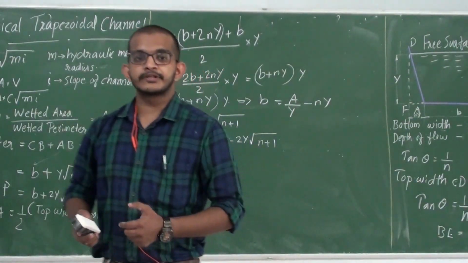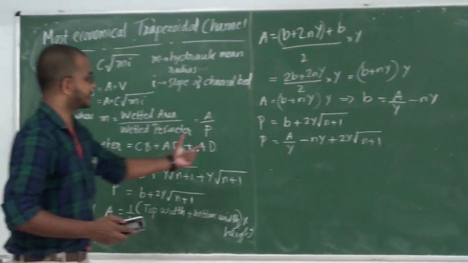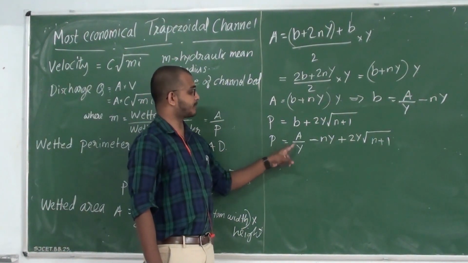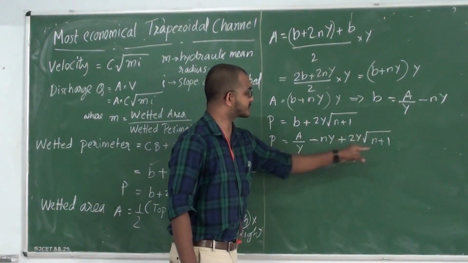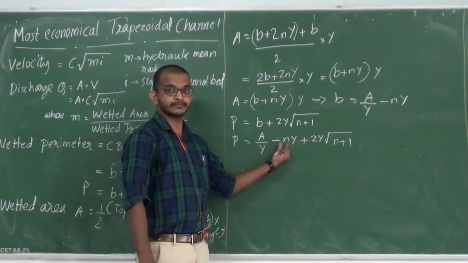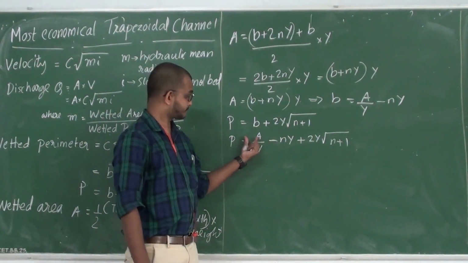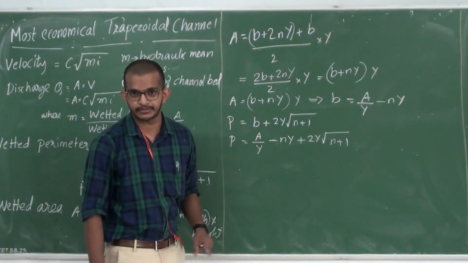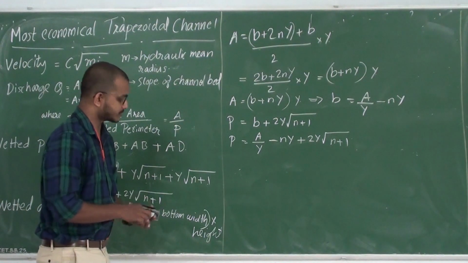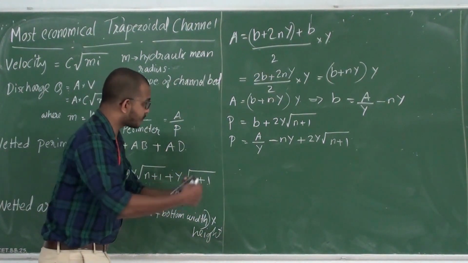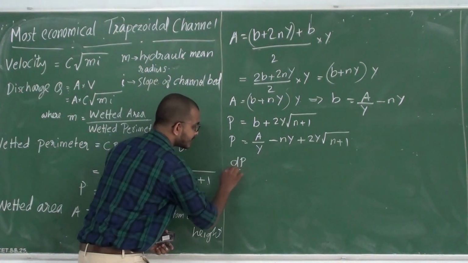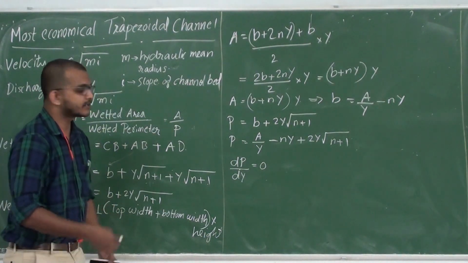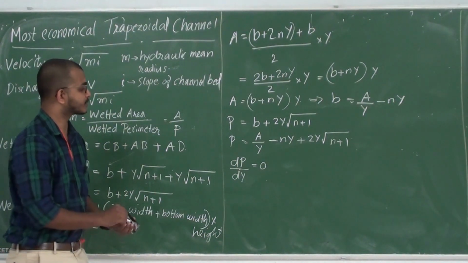Now let us make this perimeter minimum. So what is the condition for the perimeter to be minimum? So let us look at this equation. The perimeter P is equal to A by Y minus NY plus 2Y into square root of N square plus 1. So for a given side slope and for a given area, the perimeter varies with respect to the depth of flow Y. So here Y is the only variable. So in order to find the minimum perimeter, the condition for minimum perimeter is dP by dY equal to 0. So let us differentiate P with respect to Y and equate it to 0.